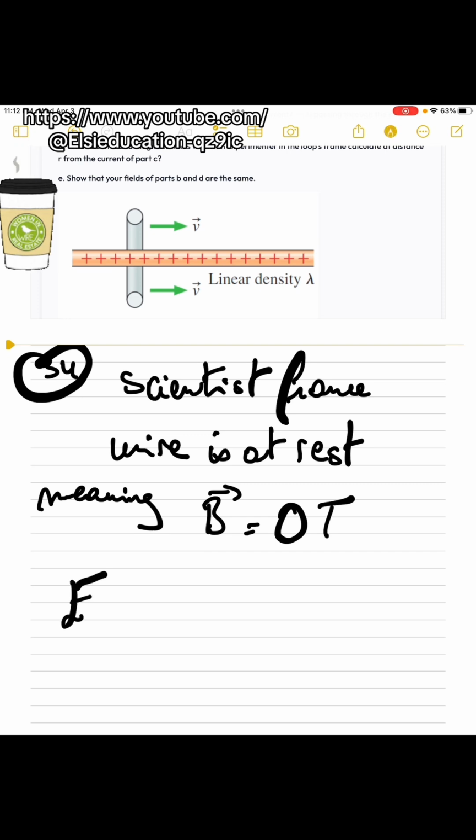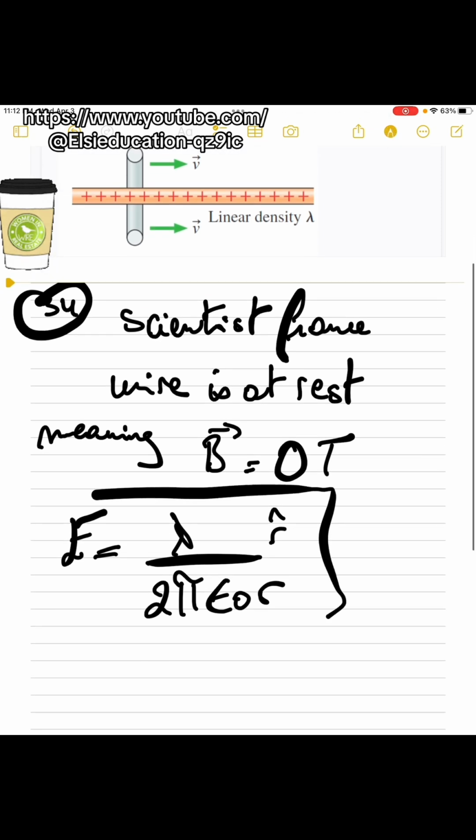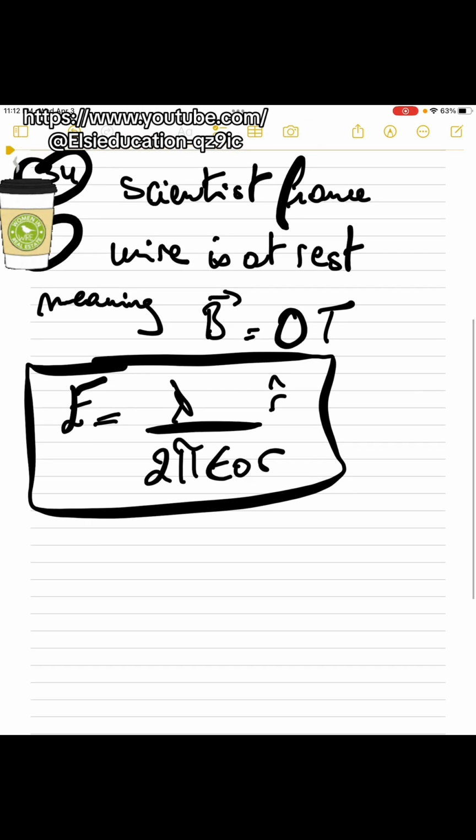But we know that there's an electric field because there's a current going through it. So on the linear density of the wire, we can use the formula of the linear density divided by 2 pi constant, and the distance from the center. This is what we know for question number A from this reference frame of the scientist in the laboratory.